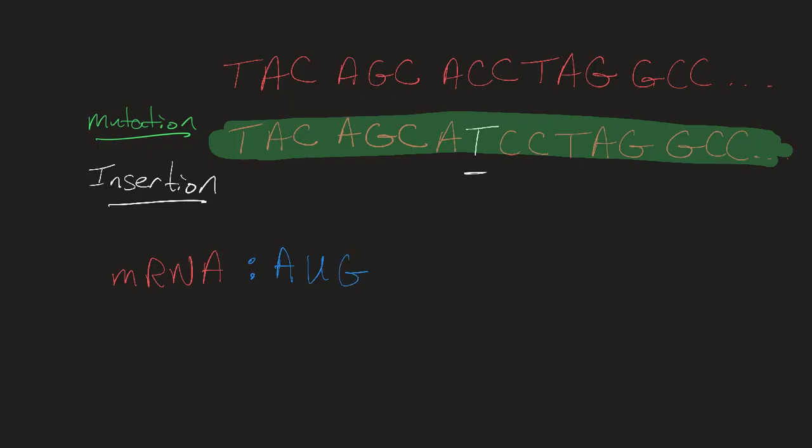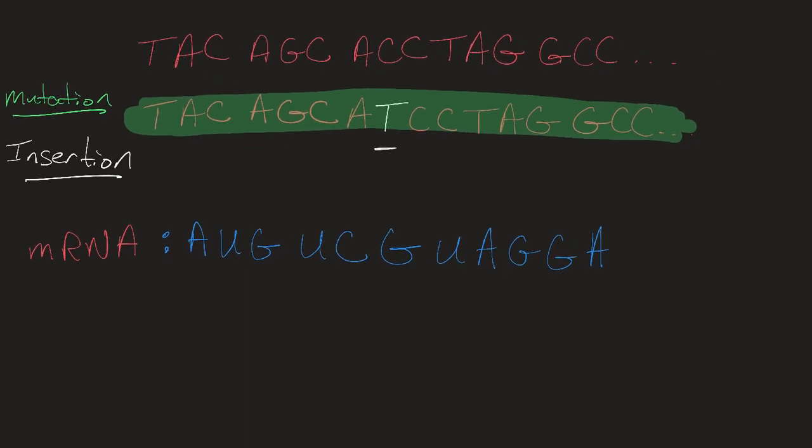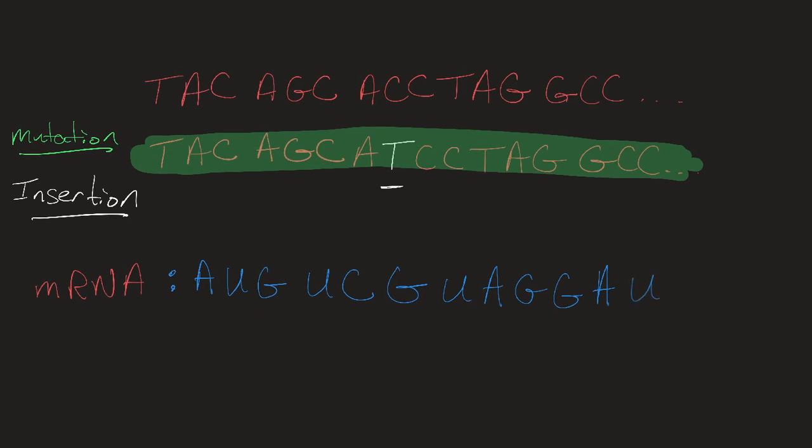A is going to be a U. G is going to be a C. C a G. A is going to be a U. T is going to be an A. C is going to be a G. C is going to be a G. T is going to be an A. A is going to be a U. G is going to be a C. G is going to be a C. C a G, and C a G.